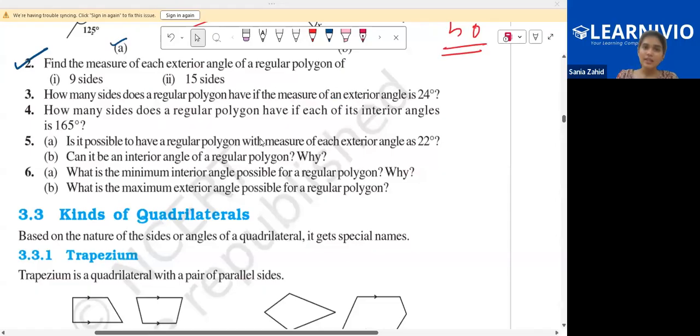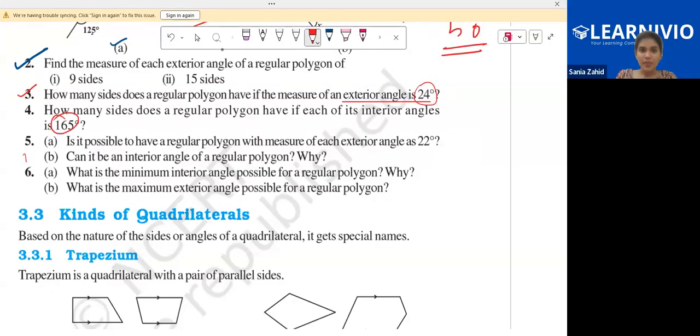The third question reads, how many sides does a regular polygon have if the measure of the exterior angle is 24 degrees? Now they're telling you the exterior angle is measuring 24 degrees, and you have to tell me how many sides it has, right? Similarly, question 4 says, how many sides does a regular polygon have if each of its interior angles is 165 degrees? So 165 degrees is the interior angle.